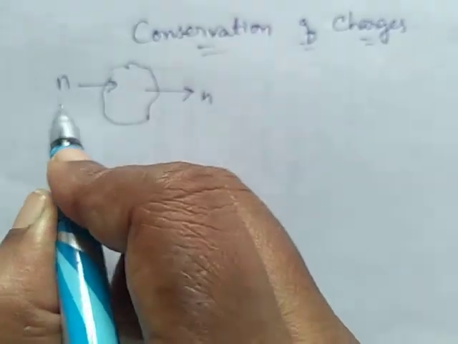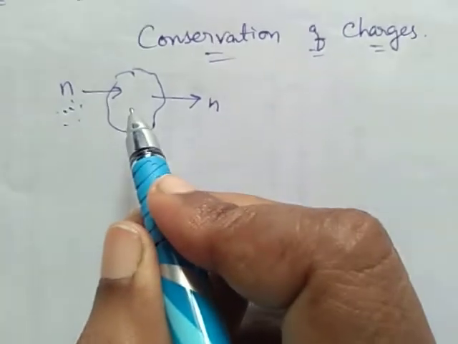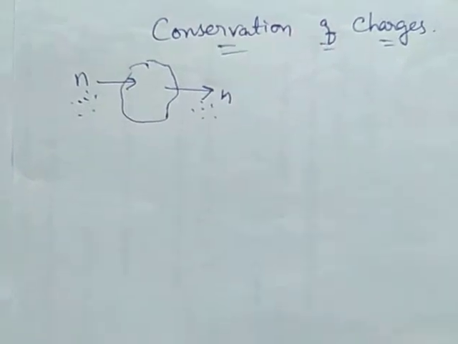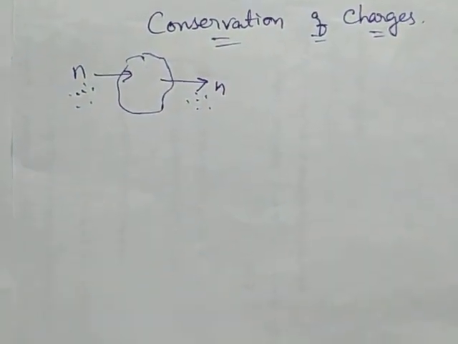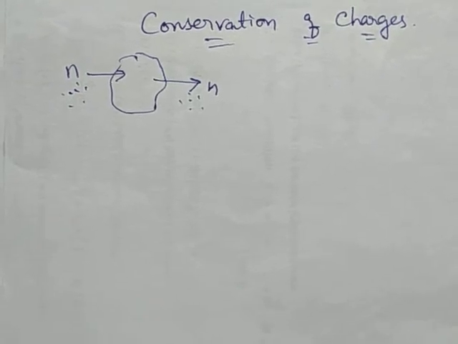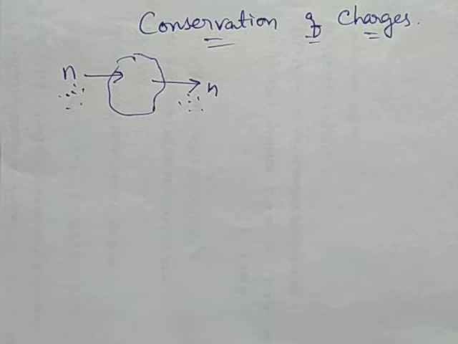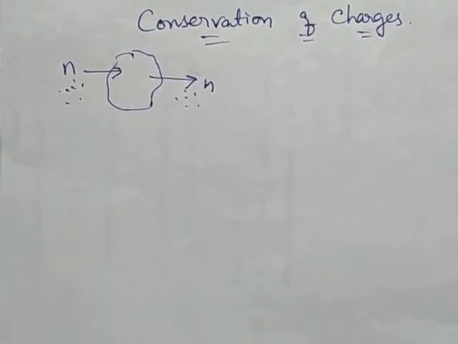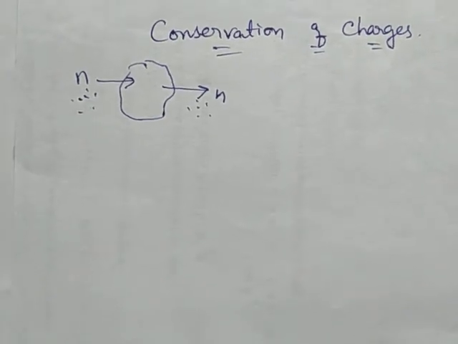Suppose n number of charges are entering into the region, then there should be n number of charges leaving out from the region. That's what we are going to prove. Conservation of charges states that the number of charges entering into the region should be equal to the number of charges leaving from the region.